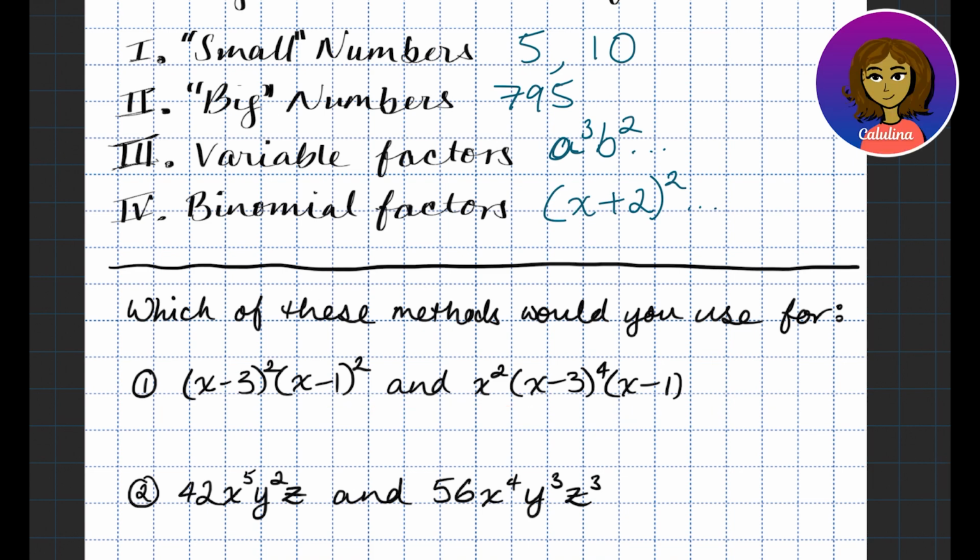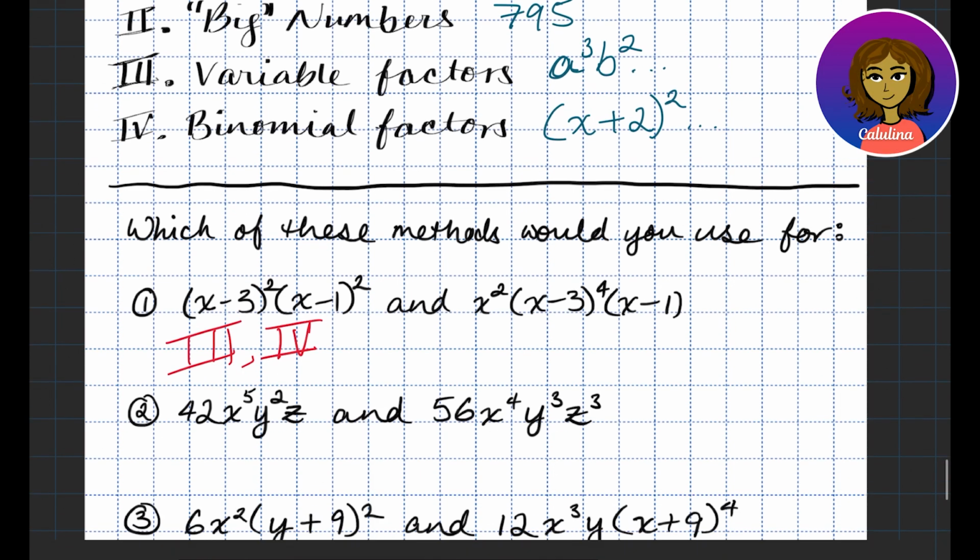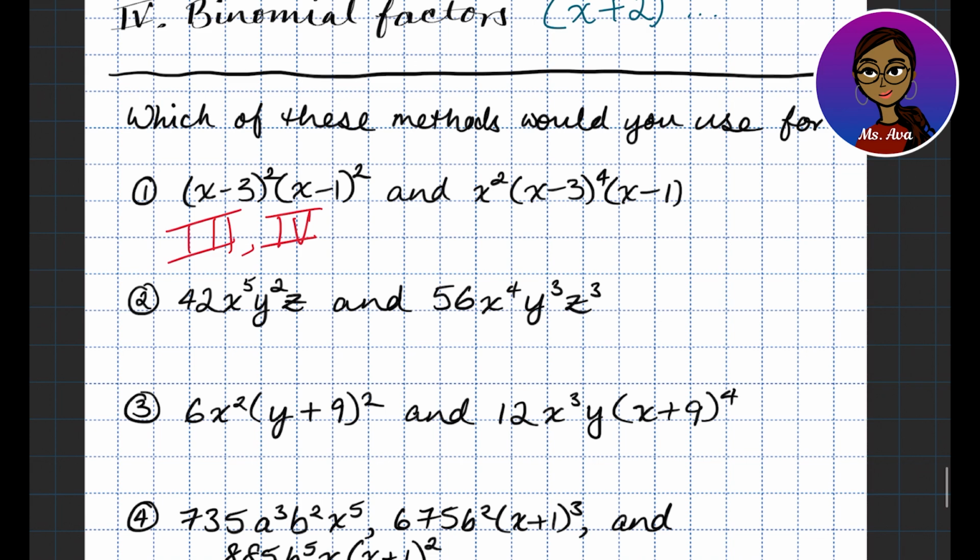Like the fourth one. Yes, it definitely has binomial factors. And then that's it. Well, not quite, because see this x squared right here, that's just a variable factor. So we would also use that method, right? Oh, okay, yeah. Okay, and then how about this one for number 2?